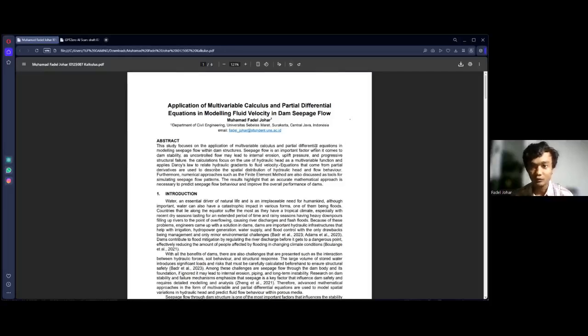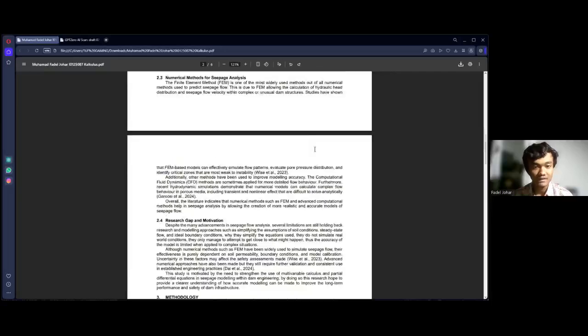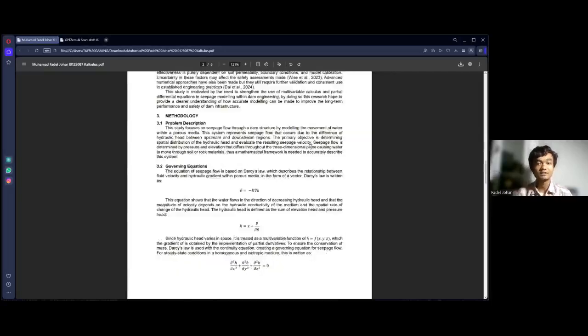So without further ado, we will move on to the methodology part because that is the main part of this paper. This study focuses on seepage flow through a dam structure by modeling the movement of water within a porous media. The system represents seepage flow that occurs due to the difference of hydraulic heat between upstream and downstream regions. The primary objective is determining the spatial distribution of the hydraulic heat and evaluating the resulting seepage velocity.